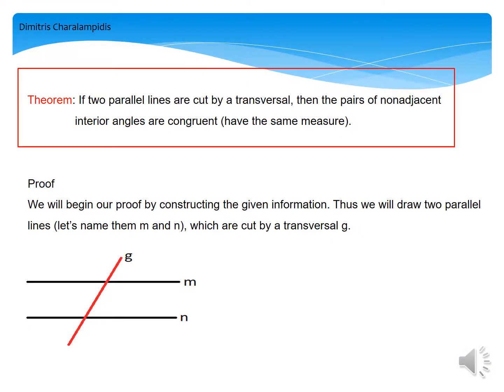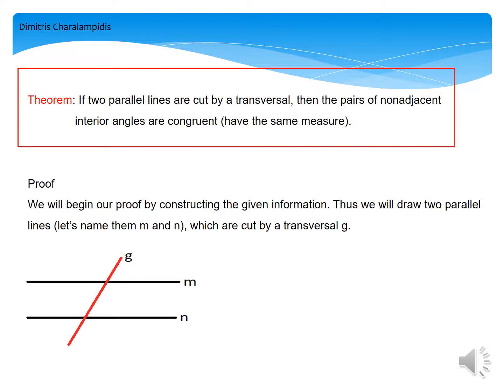We'll begin by stating the theorem. If two parallel lines are cut by a transversal, then the pairs of non-adjacent interior angles are congruent, which means that they have the same measurements. Let's see the proof of that.